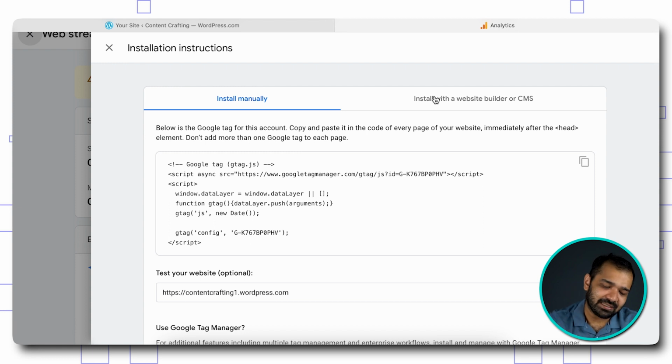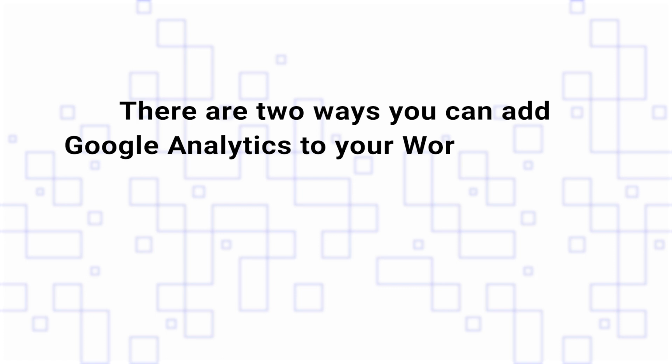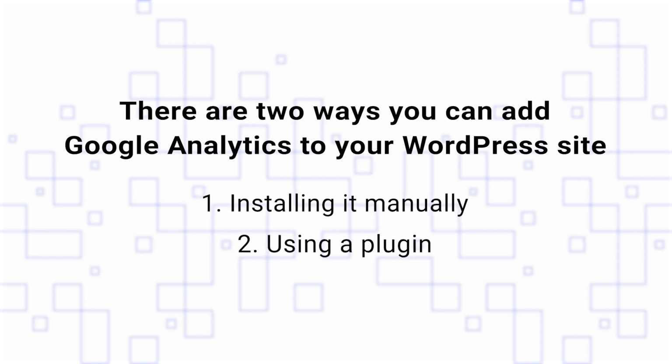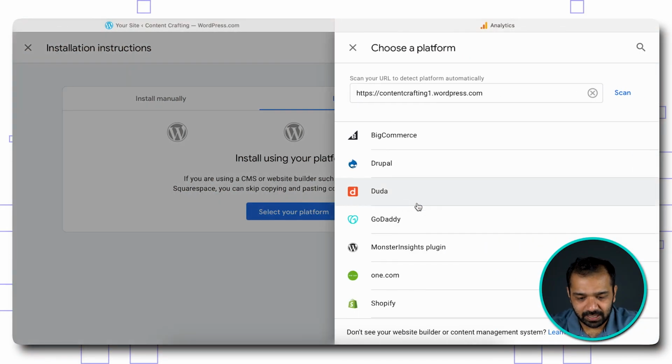Now there are two ways, like I said right at the start of the video, that you can add Google Analytics to your WordPress. One is installing it manually, and second is using a plugin. So for example, let's go ahead and select a platform.